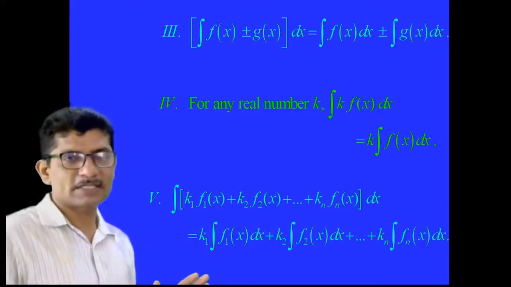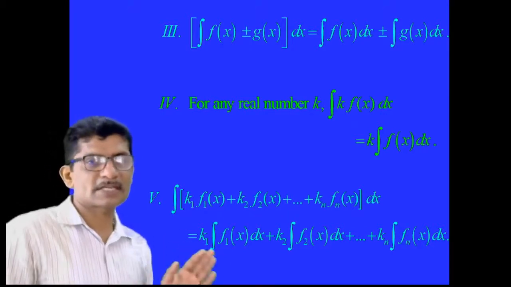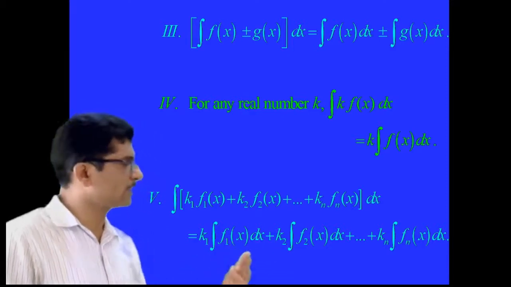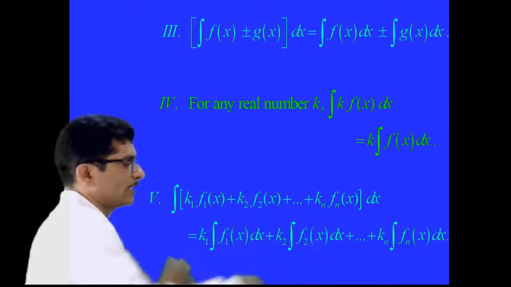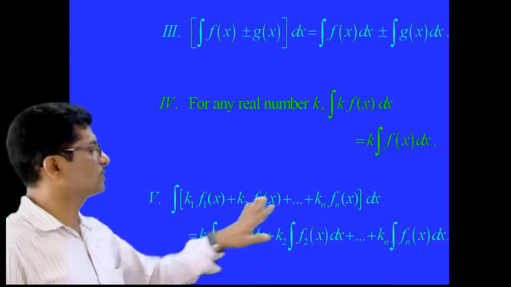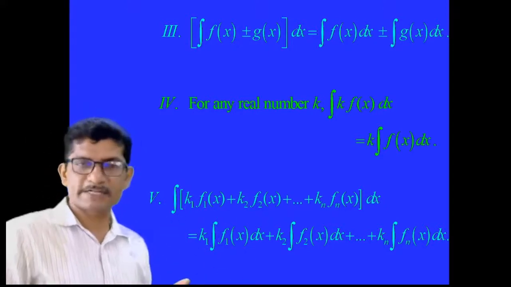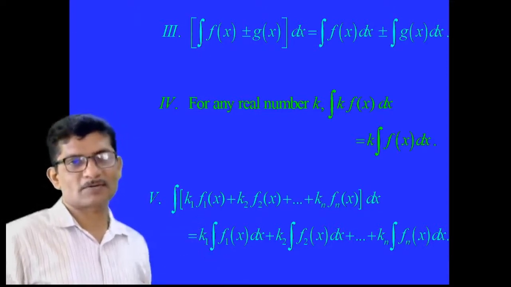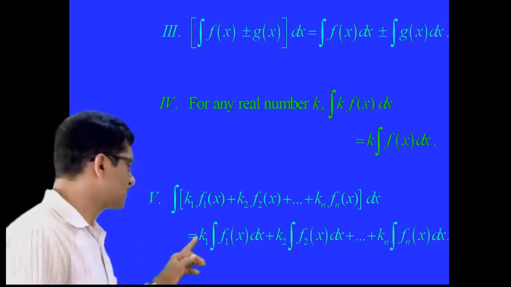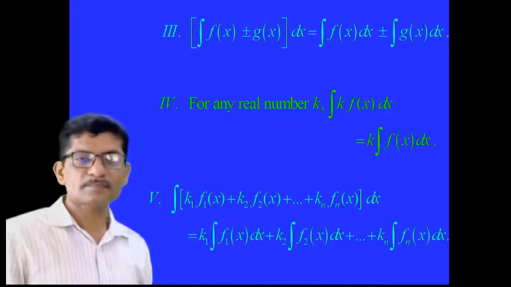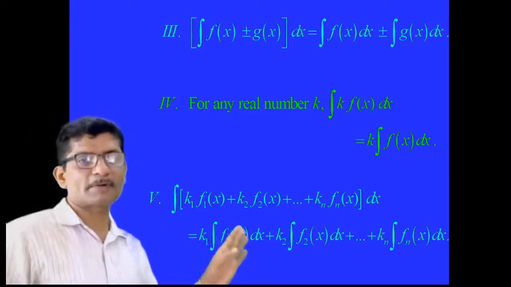And the fifth one is the combination of these two: the integral of k1 into f1 of x plus k2 into f2 of x plus k3 into f3 of x up to kn into fn of x. It means the integral of the sum is equal to the sum of their integrals. Integration of a constant into a function, you can take the constant outside. k1 outside the bracket, integration of f1 of x with respect to x, plus k2 into integration of f2 with respect to x, plus the last one, kn into integration of fn with respect to x.